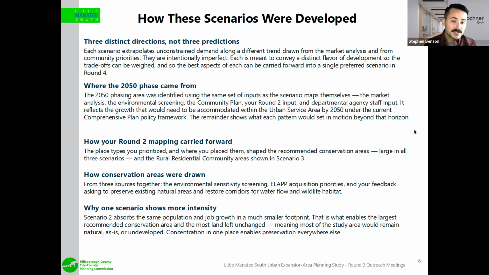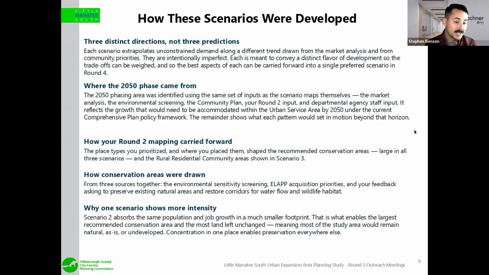The remainder shows what each pattern would set in motion beyond that horizon. So everything that we show you that's beyond the year 2050 is really up for future evaluation, future determination, and it's not something that we're going to be making a recommendation on as part of this study.